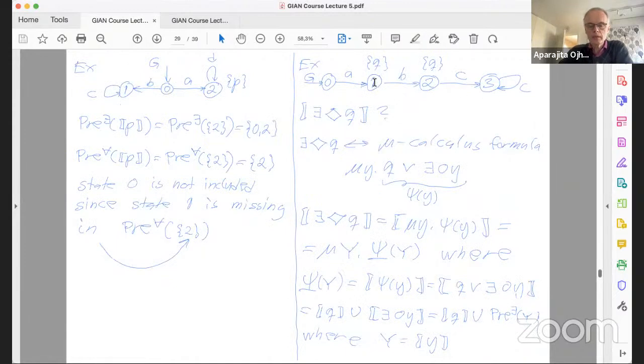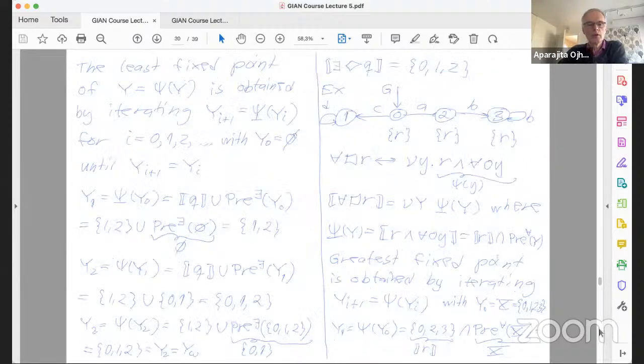From state 1, you go one step backward and you get state 0. From state 2, you go one step backward and you get state 1. So if you join these two, you get 0 and 1 as the pre-existence of y1. And that's why we see here that pre-existence of y1 is 0, 1. And you take the union of that with 1, 2, and you get 0, 1, 2.